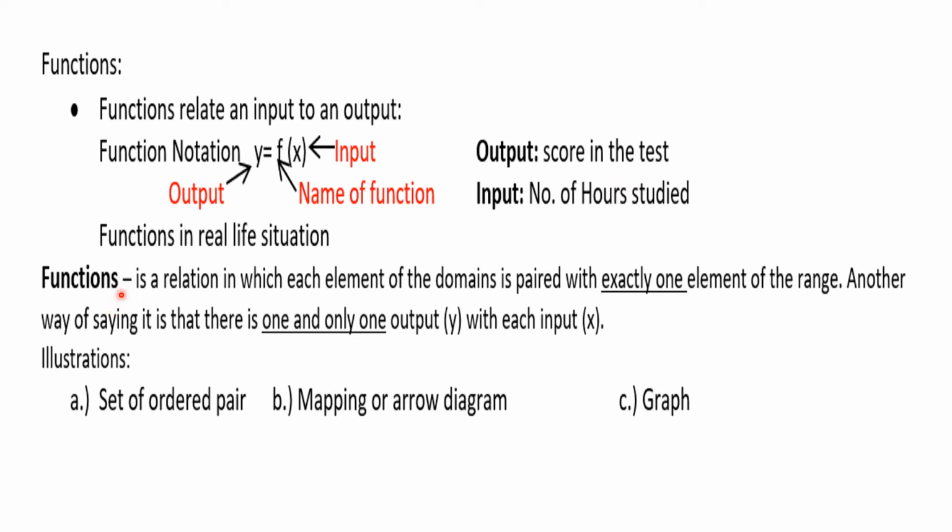Now let's proceed to the function definition. It is a relation in which each element of the domain is paired with exactly one element of the range. Another way of saying it is that there is one and only one output, which is y, for each input x. We can illustrate functions by using the following: set of ordered pairs, mapping or arrow diagram, and graph.